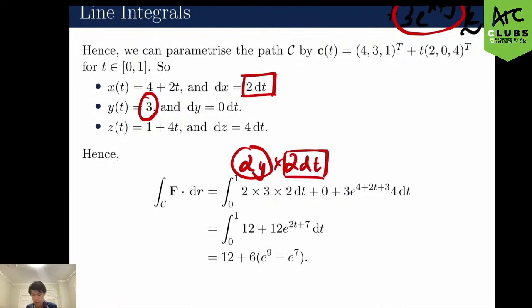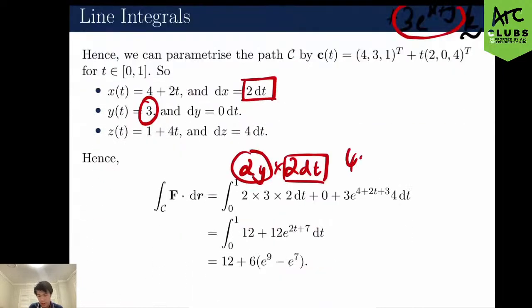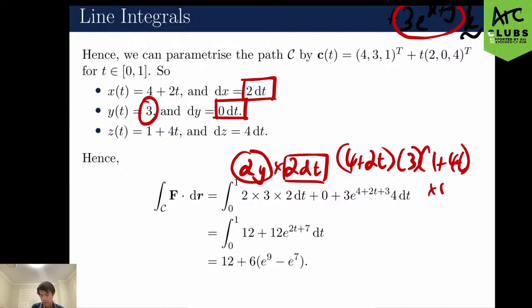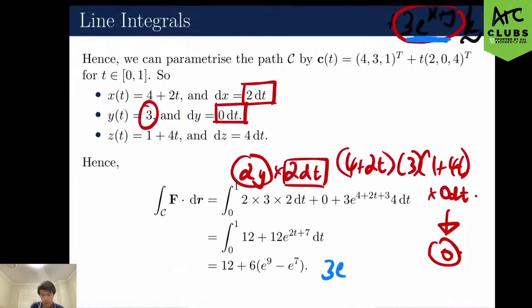The second one is going to be x, y, z, so multiply them all together. We get 4 plus 2t, 3, 1 plus 4t. But then we actually multiply by this derivative here, so by 0 dt. That turns into 0. And for the last one, we just sub in 3 to the x plus y, 3e to the sum of these two things, so 4 plus 2t plus 3, and then we multiply by 4 dt.